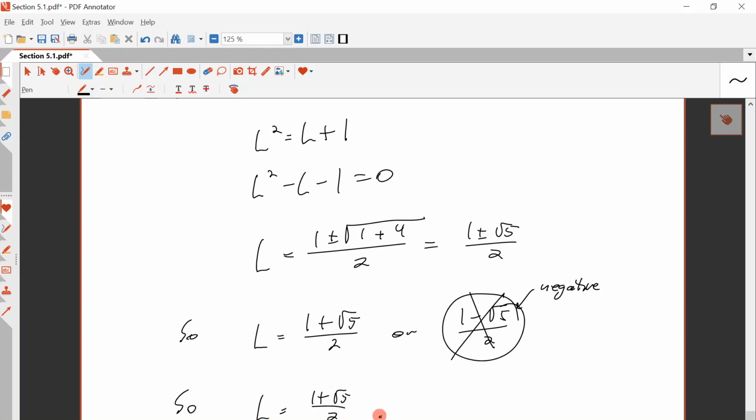And this number is called the golden ratio. One plus the square root of 5 over 2. So it's a famous irrational number like pi and e, Euler's constant e. Not quite as famous as those, but it's got a life of its own. So that's a nice problem. Okay, that's the end of the lecture on this section.